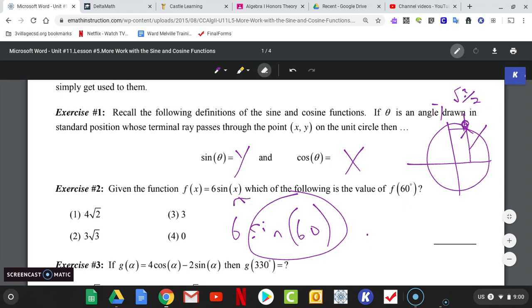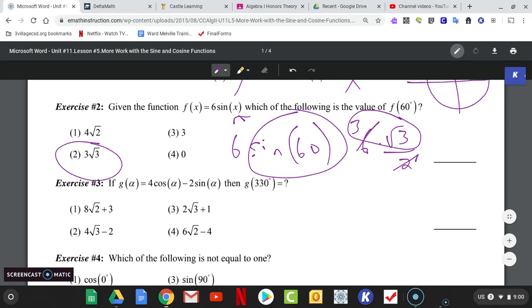What's 6 sine 60? Well, what's 6 times radical 3 over 2? Remember, the 2 cancels with the 6, and this becomes a 3. So 3 radical 3. There you go, and there's your answer. Let's keep going.